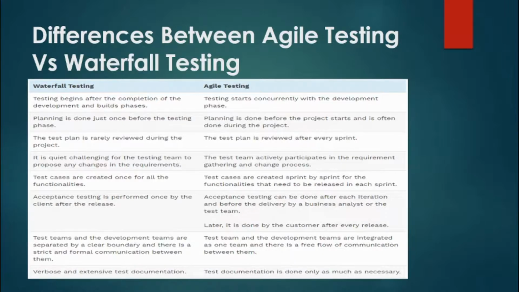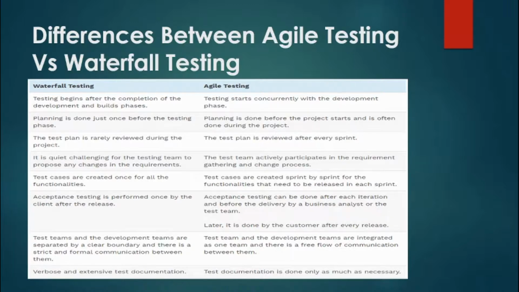In waterfall, acceptance testing is performed once after the release. So here in waterfall, acceptance testing is performed by the client. But in agile testing, acceptance testing can be done after each iteration and before the delivery by a business analyst or the test team. And later, it is done by the customer after every release.